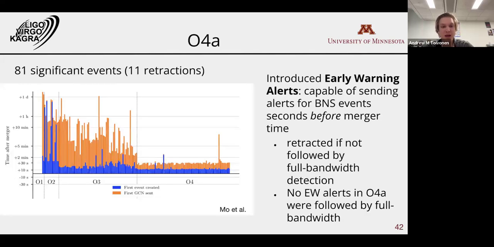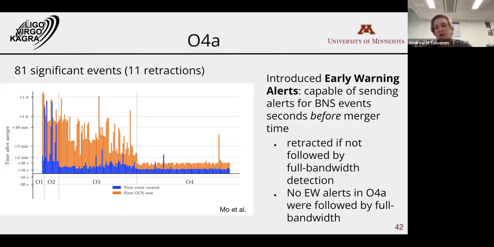For example, in O4A, we had 81 significant events, 11 of them retracted. Remember this one per month thing, we do expect to see retractions. And a cool thing is we did introduce what are called early warning alerts. So these are alerts and searches where you're capable of sending out advance notice for BNS events actually seconds before merger time. And so we haven't actually seen a confirmed early warning event yet.